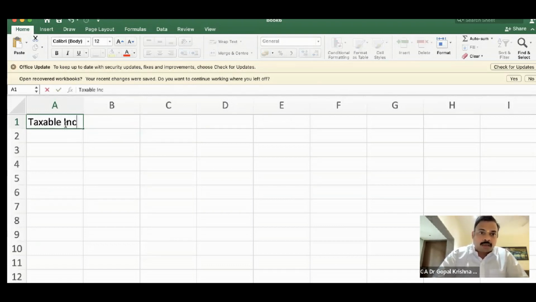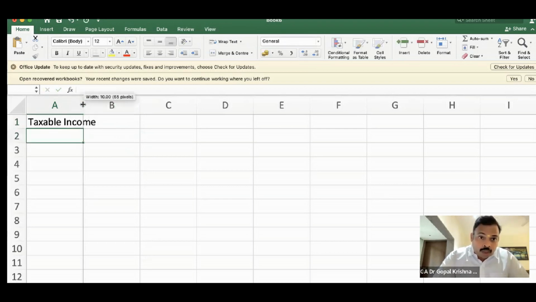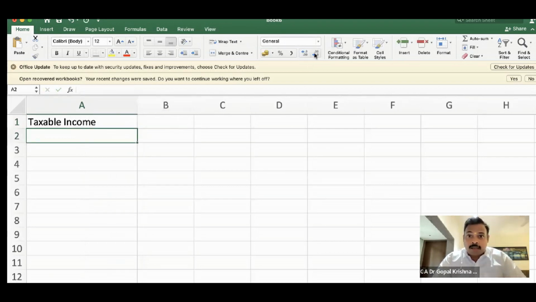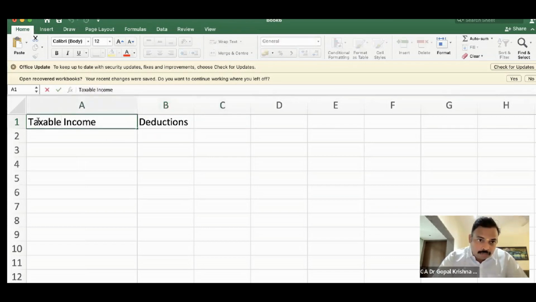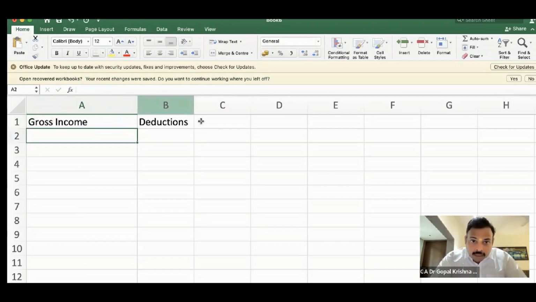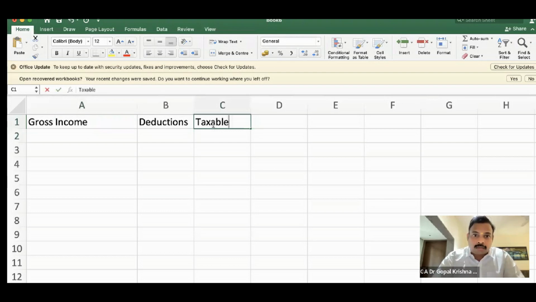This is your taxable income. I've not worked it out and I don't want to show it, but I will show you a live example. Okay. So this is your taxable income. This is your old regime. So this is your deductions. Okay. And this is your gross income. I'll start with the gross income. So gross, deductions, and this is your taxable income.